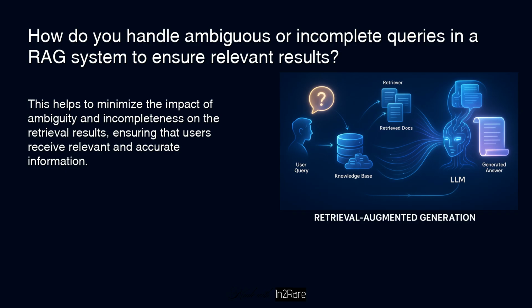This helps to minimize the impact of ambiguity and incompleteness on the retrieval results, ensuring that users receive relevant and accurate information.